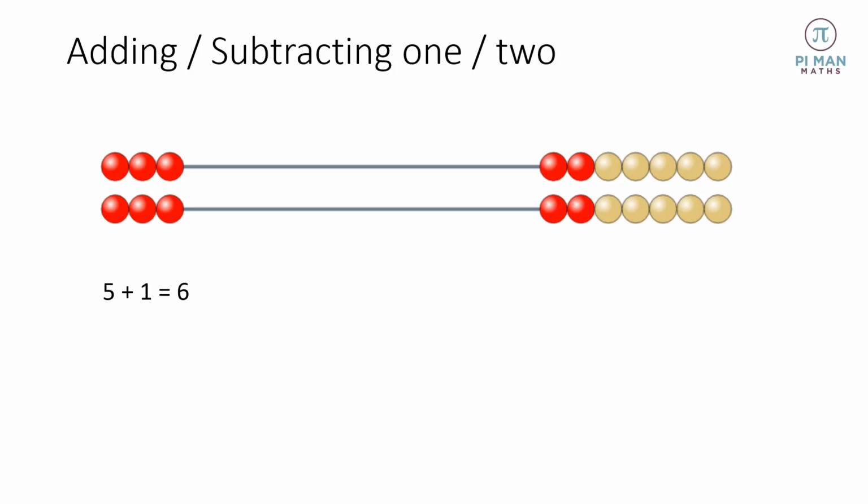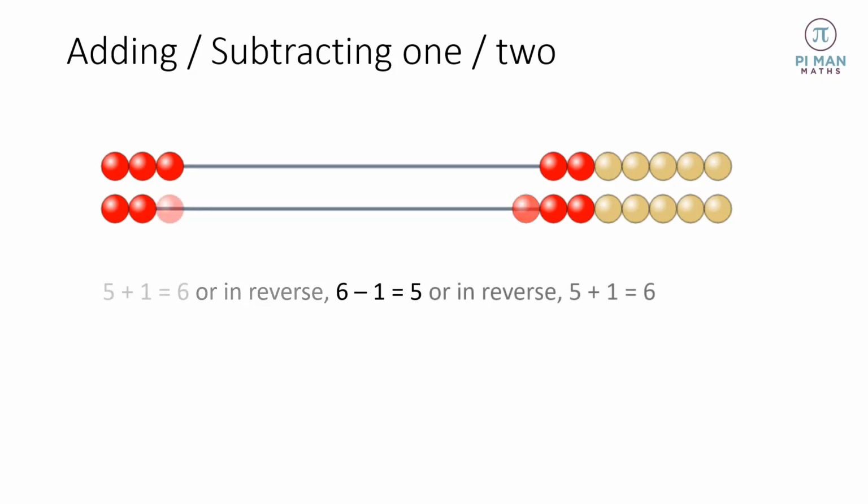Now you can go backwards and take that 1 away again. So in reverse, you now have 6 minus 1, 6 take away 1, 6 subtract 1 equals 5. And then let's just go back again to 6 again. So you've got again 5 plus 1 equals 6. So there's that relationship between adding and subtracting, and in this case just 1 at the moment, but we can extend it to 2s and then of course to any other number.